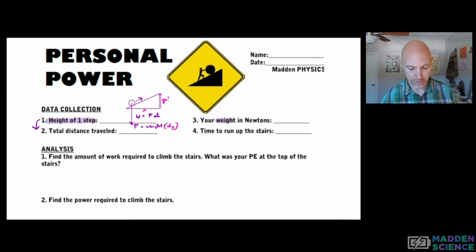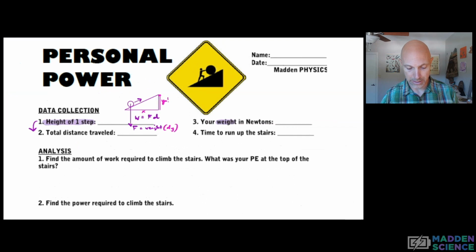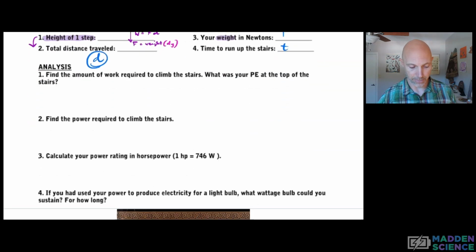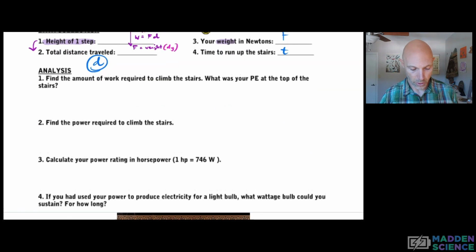So if we look at this, we've got our three components right here. We've got distance, we've got force, we've got time. Force times distance divided by time. Now, if you don't have stairs, you have to do something else. And truth is, everyone's going to have to do at least one other thing. To answer these questions, we're just doing 1, 2, and 3. We're not going to worry about 4 yet.